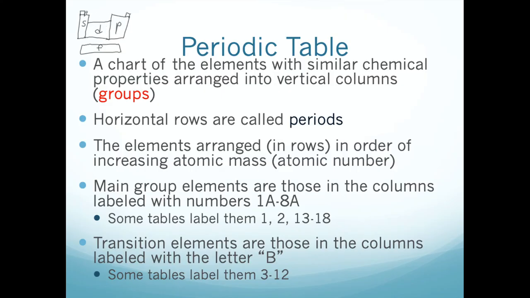But for now, those first two columns are called the S block. The 6 columns all the way on the right are called the P block. The 10 columns in the middle are the D block. And the F block is 14 columns. Okay, it's just 2 rows.